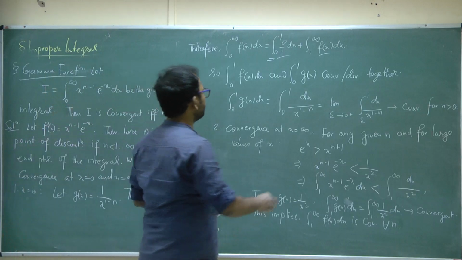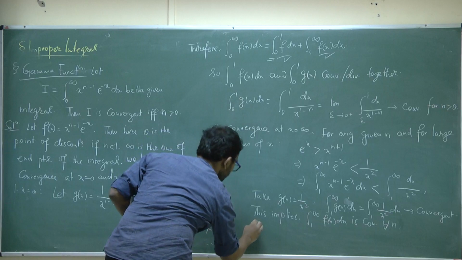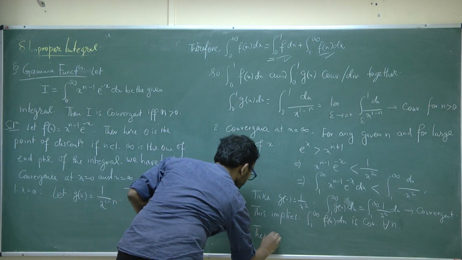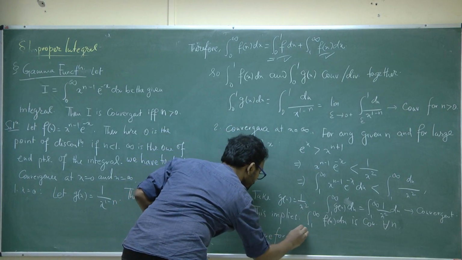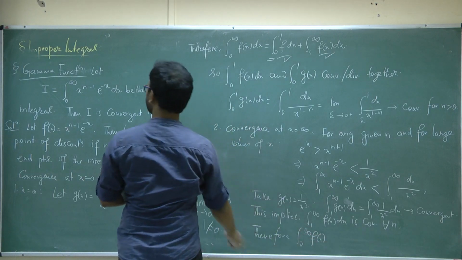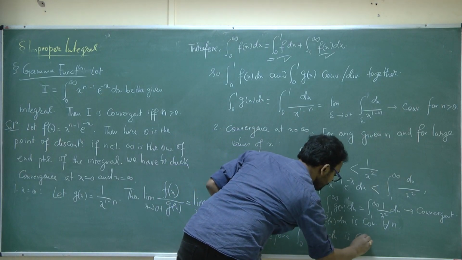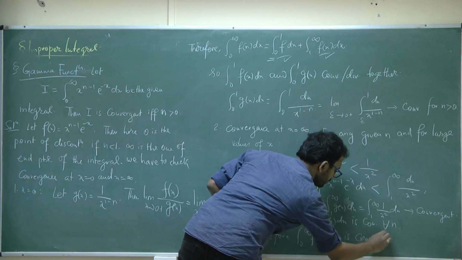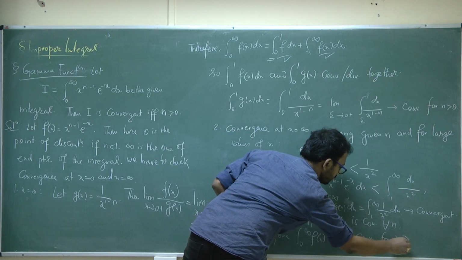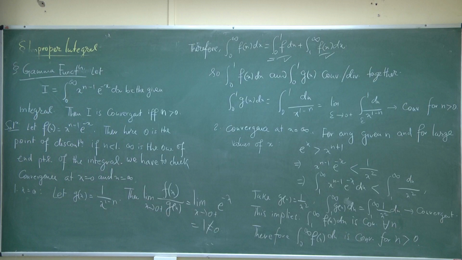So we combine the convergence of this one and this one, and therefore the integral from 0 to infinity f(x) dx, where f(x) is x to the power n minus 1 e to the power minus x, is convergent for n positive. All right, so that is the convergence of the gamma function or gamma integral.